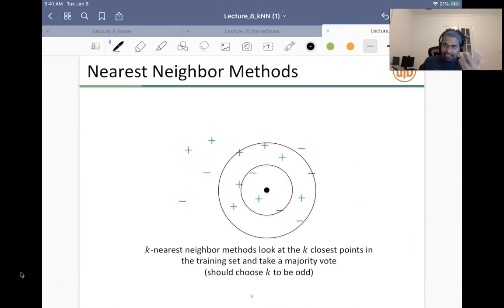So this is the idea with k nearest neighbor. Suppose this is 3 nearest neighbors. Then I take my 3 nearest points. If it's just one nearest neighbor, then I would call this a positive. But if I look at 3 nearest neighbors, I have all these 3 points, and using majority vote, I would say that this is a negative.